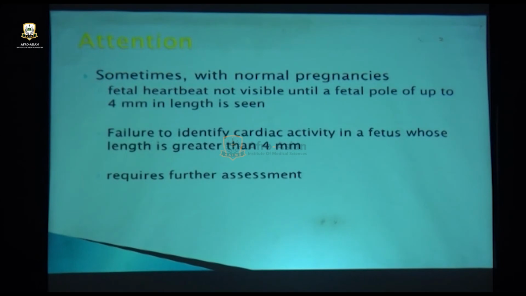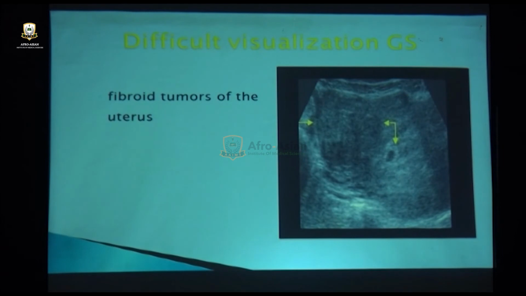Attention, sometimes with normal pregnancies, fetal heartbeat is not visible until a fetal pole of up to 4 mm in length is seen. Failure to identify cardiac activity in a fetus whose length is greater than 4 mm requires further assessment. ये याद रखिए. 4 mm का है, नहीं नजर आ रहा तो फिर और इन्वेस्टिगेशन करनी है.